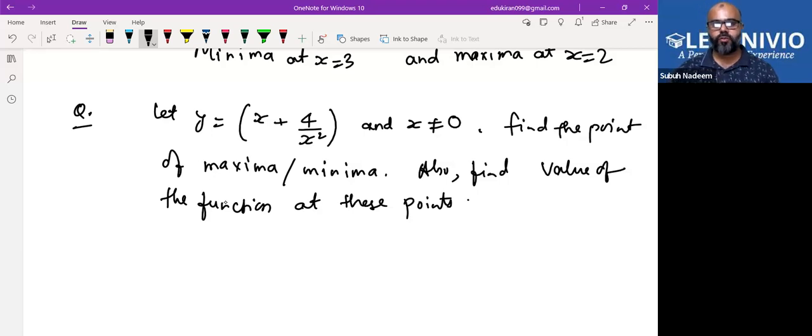So what you have to do, you have to differentiate this y and equate it to 0. And also you can check for undefined, but keep in mind that x should not be 0. And then you have to find the maxima or minima and the value of this function at these points. So just try this.